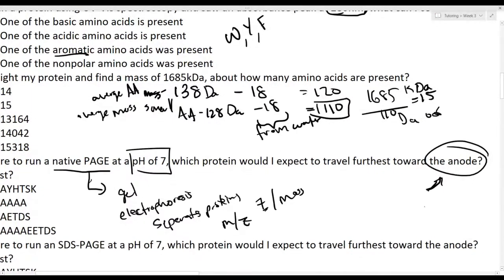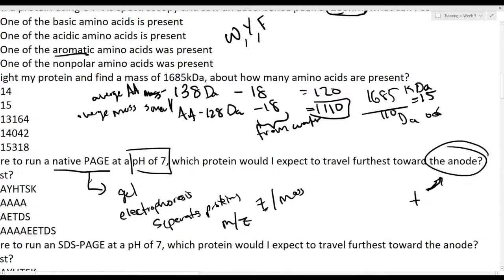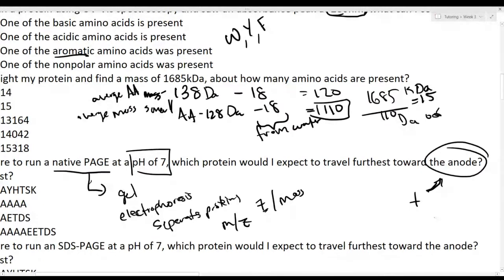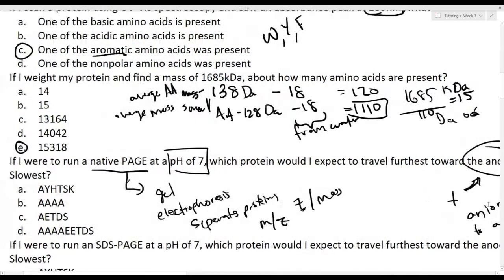Anode is positive, exactly. This is one of the more unintuitive things. The anode is positively charged because it's where the anions go. So anions go to anode. That's how I think of it. Okay. So this is going to be one of those at a pH of 7. What is the charge of these 4 proteins?